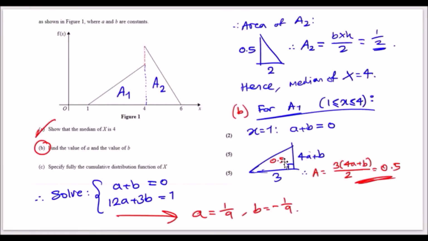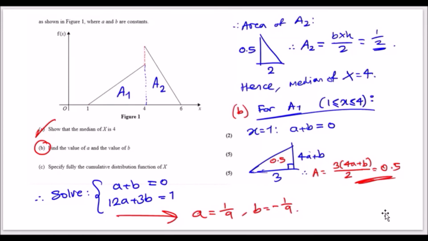And now this is easy. You just use the area of a triangle formula. Base times height equals, so half base times height equals 0.5. Work around this, and then you can tie this up to make it look like 12A plus 3B equals 1, just to make it tidy. Timesing 2 across and expanding.